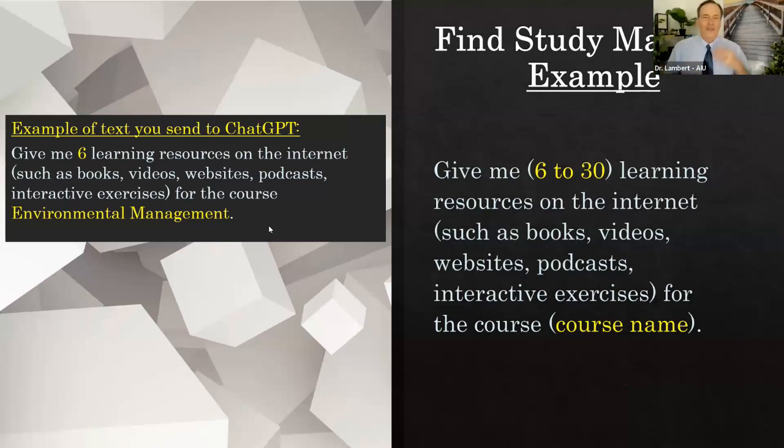You can look for books, videos, websites, podcasts, interactive exercises. If you want to focus on YouTube videos, add YouTube videos. If you want PDFs, say PDF documents, whatever you want. You put in that little list, and then for the course, and then you give the course name. So here over to the left, you see an example. Give me 6 learning resources on the internet, such as books, videos, websites, podcasts, interactive exercises for the course environmental management. Simple, right?